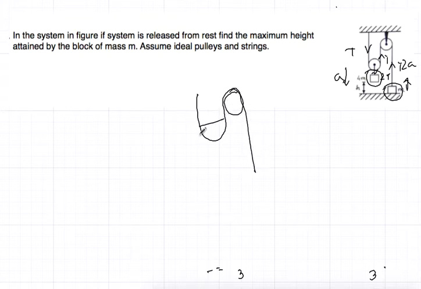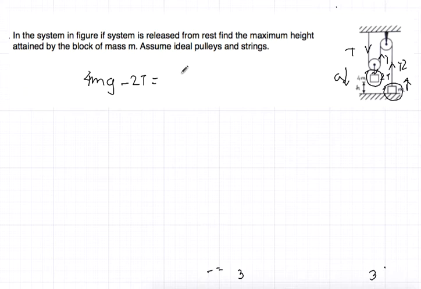if this part goes down by x, that means there is a total gain in this loop of 2x. So this part will go up by how much? 2x, because the length of this thread is constant. So if this body is going down with acceleration a, this body will go up with acceleration of 2a. So let us draw the free body diagram of 4m. Downward there is 4mg, upward there is 2T, equal to 4ma. This is the first equation.